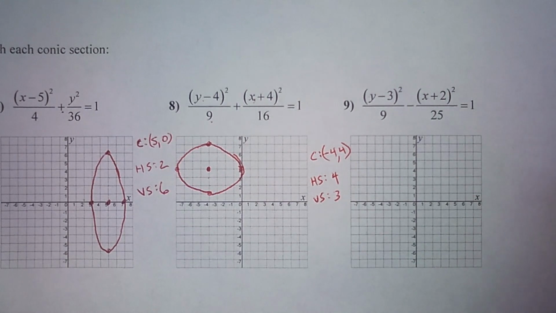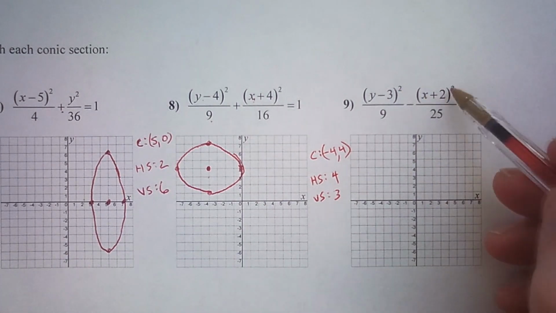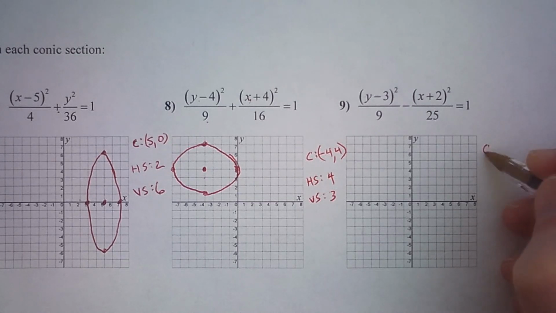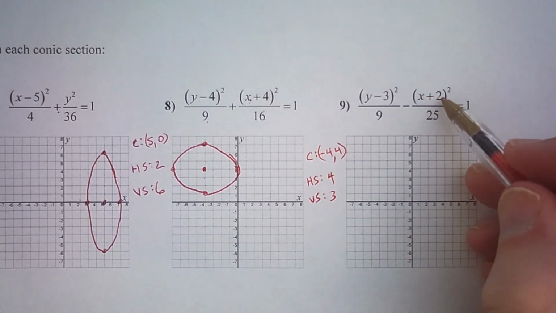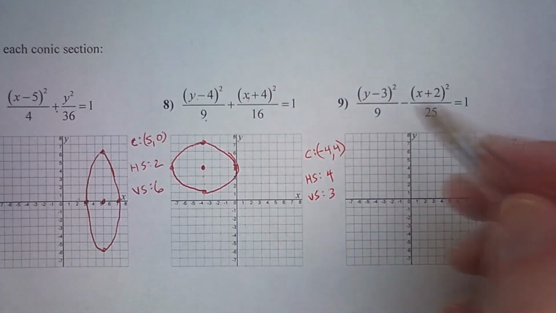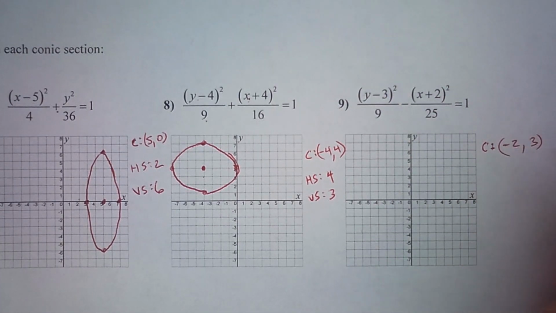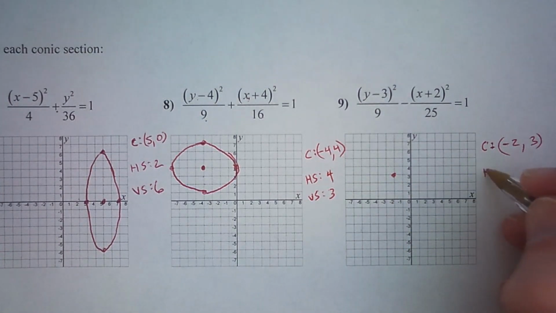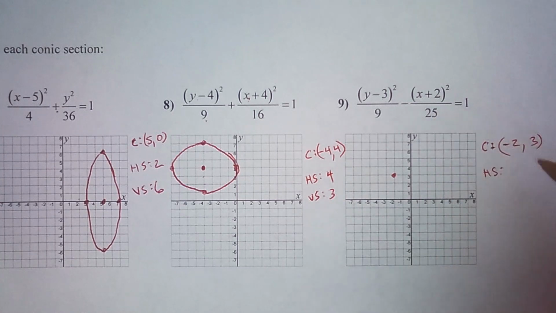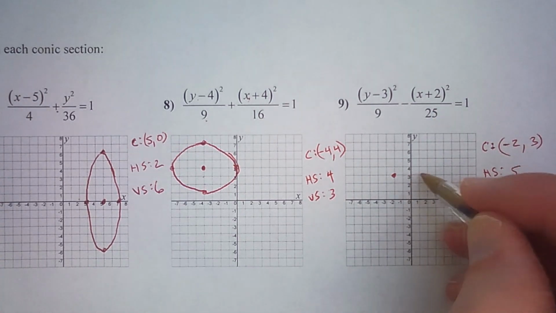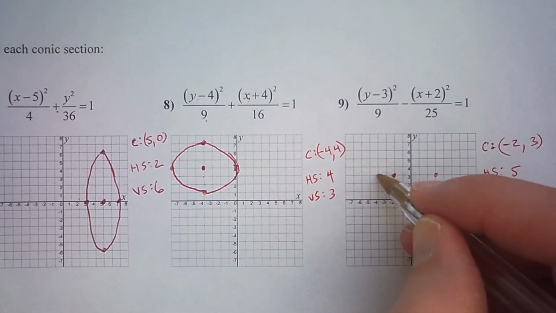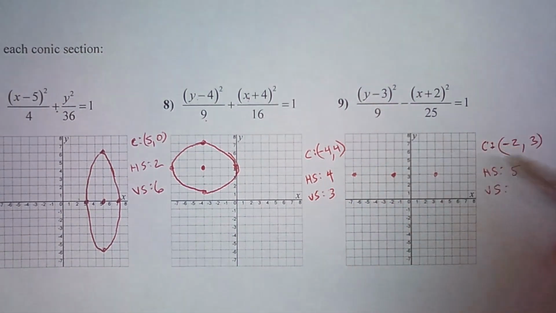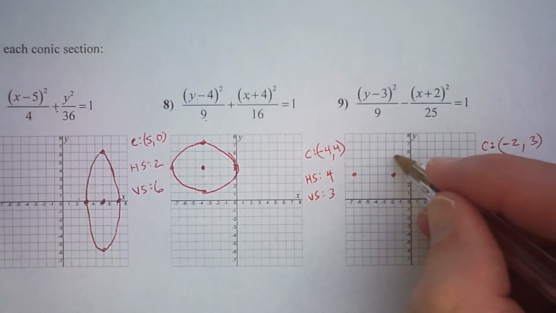And our last one here, we have a hyperbola. I know that because these are both squared, but I've got a minus. So the center of this hyperbola, and I've got to get the x component first, that's -2, and then the y component is +3. So -2, 3 is the center. The horizontal stretch comes from under the x. The square root of 25 is 5. And the vertical stretch comes from under the y. The square root of 9 is 3.